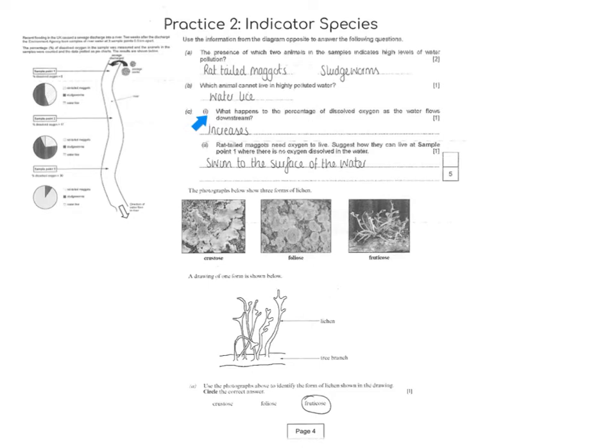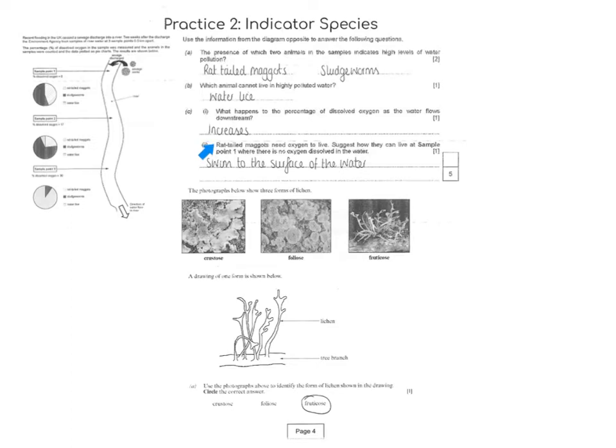What happens to the percentage of dissolved oxygen as the water flows downstream? So as the water flows downstream, the percentage, so here it's 0, then it's 17, and then it's 30%. So it increases as we go down the stream.